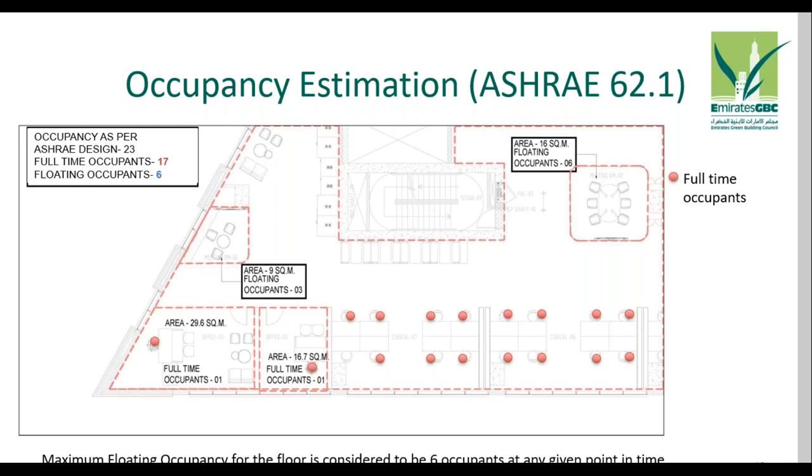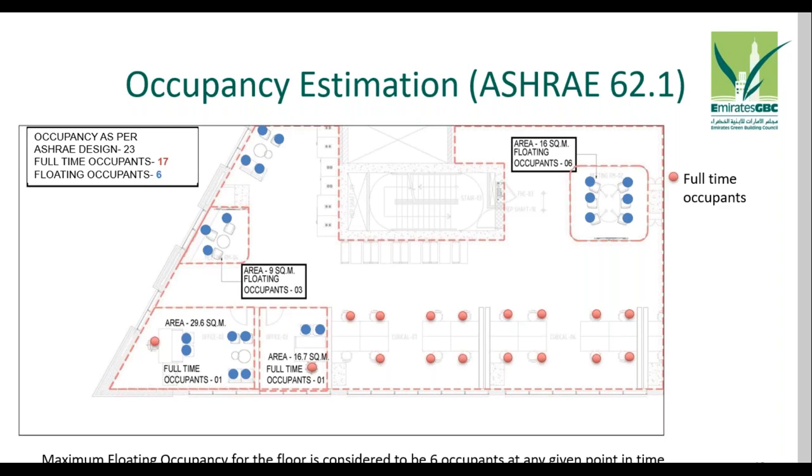The whole area of the office was in the range of about 360 square meter. So applying 20 square meter per person, the occupancy is in the range of about 17 to 18. So the full-time occupants are 17. If we apply that to the whole office, you can see the red blocks, which show the FTE, which are 17 to 18.